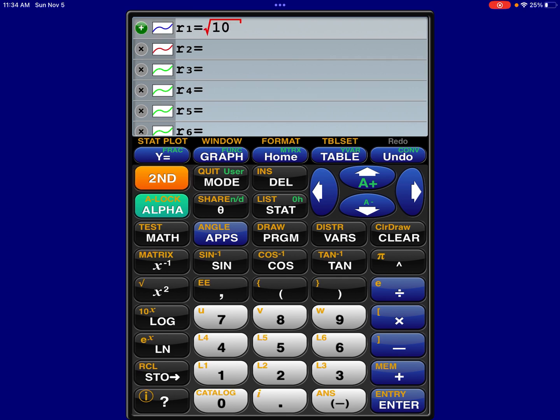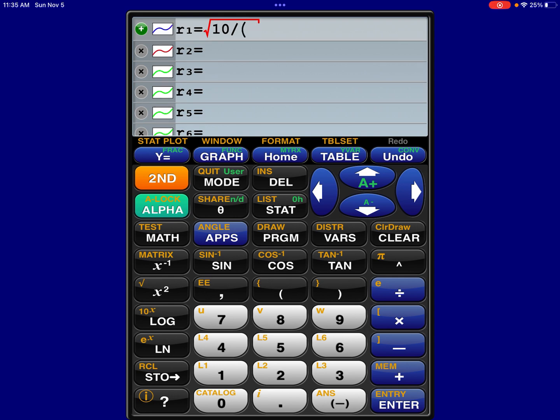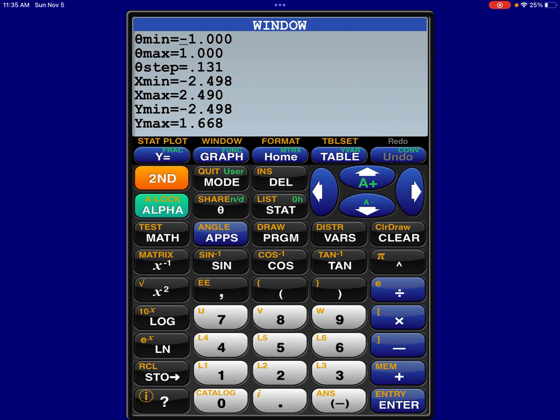It had a 10 on top divided by, and then it had both a sine of theta and a cosine of theta in the denominator. So put parentheses around the sine and cosine, so that's in the denominator. And then for the window, have it go from 0 to 2 pi, and x and y can go from negative 10 to 10.